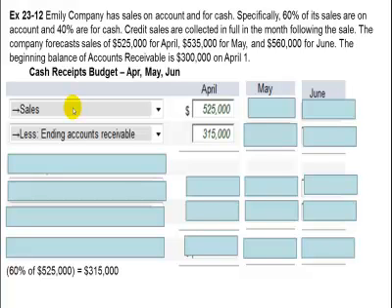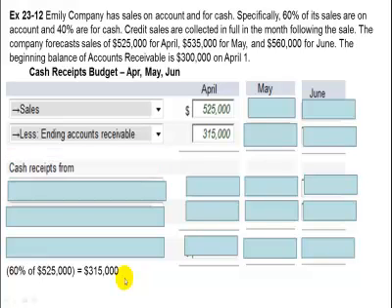And how do we come up with that $315,000? Well, 60% of our $525,000 are sales on credit, and we're not going to collect those credit sales until in the month following the sale. So of these total sales, we're not going to collect this portion of them until May. So that's where we're subtracting out that $315,000.